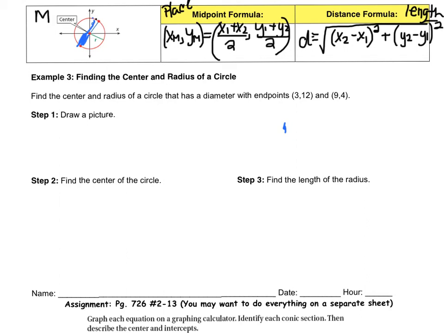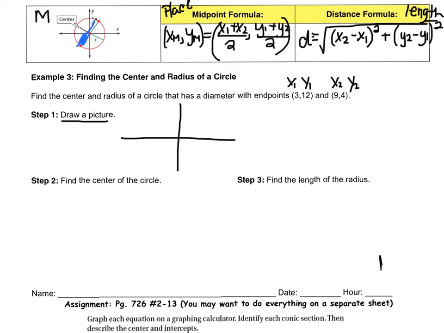Let's use them. My advice to you when you go to figure out problems like these is to start off by drawing a picture of what you have, because sometimes you're given 2 endpoints of a diameter, sometimes you're already given the center. I think you just need a visual of what's happening. So I'm going to real quick make a graph. I have the point 3, 12, so I'm going to label that x1, y1, and 9, 4 will be x2 and y2.